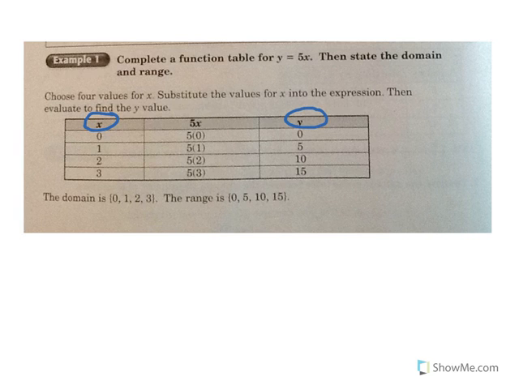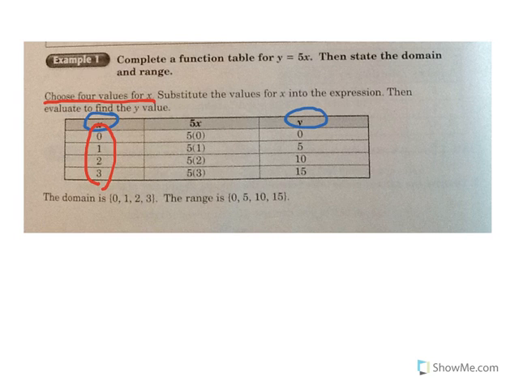My first step says choose four values for x. The four values that were chosen were 0, 1, 2, and 3. Notice you can choose any values you'd like. I always recommend you choose small numbers so that they'll be easy to multiply later on. So my input values are 0, 1, 2, and 3.